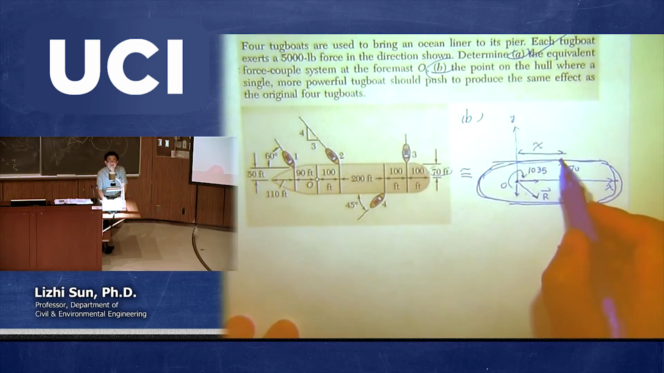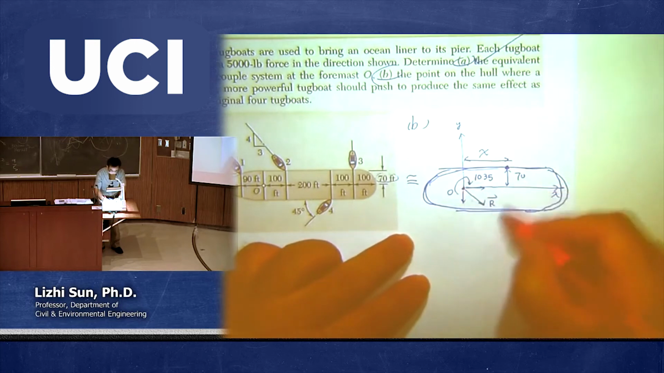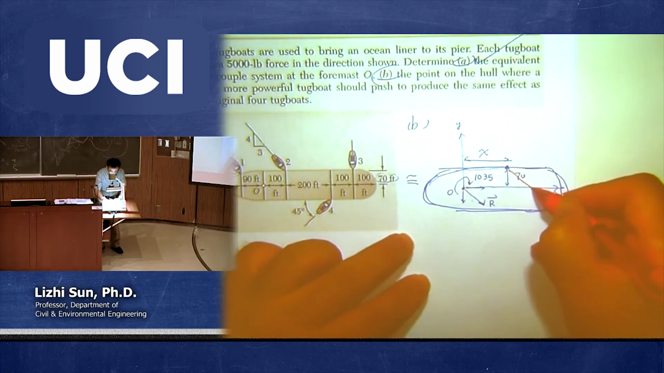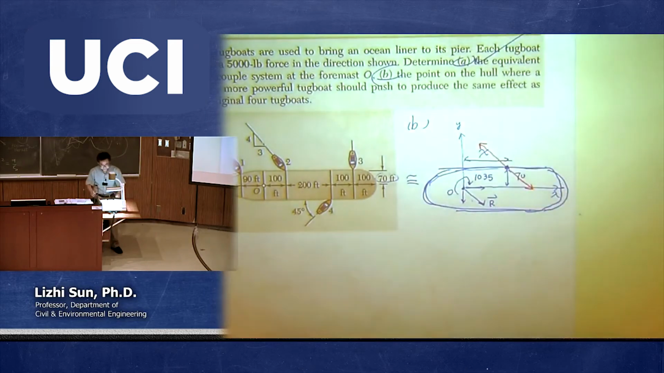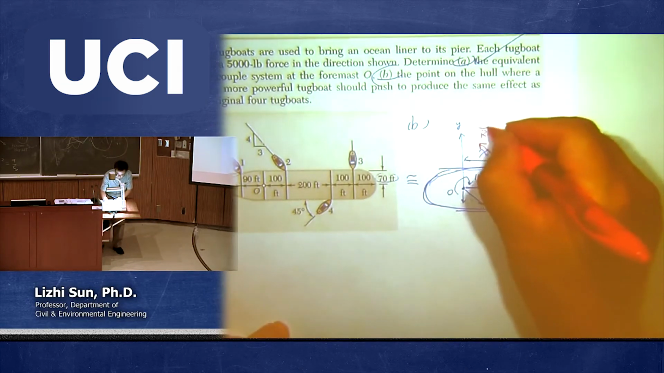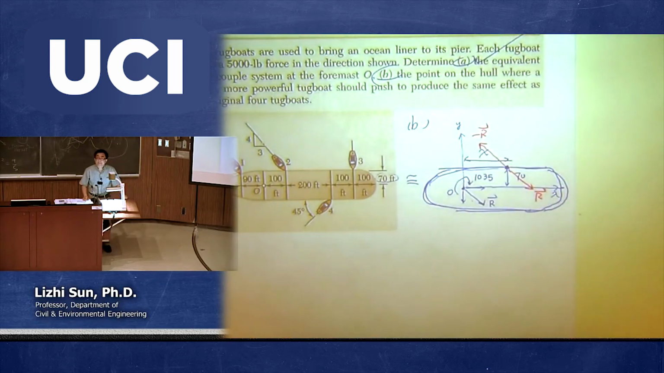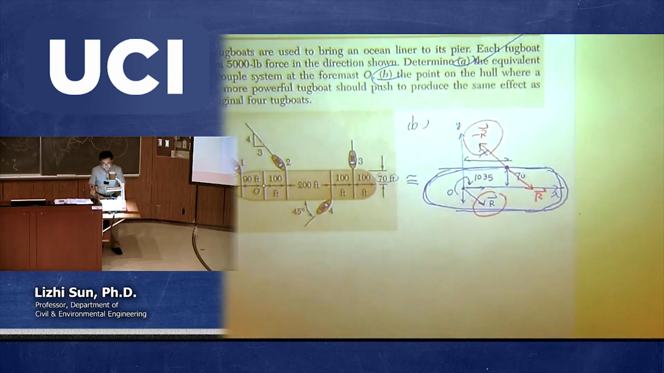Then, how are we going to do that? Well, same thing. We basically create two virtual forces. Let's say this is the force direction, right? I'm going to create two virtual forces at this point. And then this is R, and this is negative R. Okay? So this R and this R form a couple.